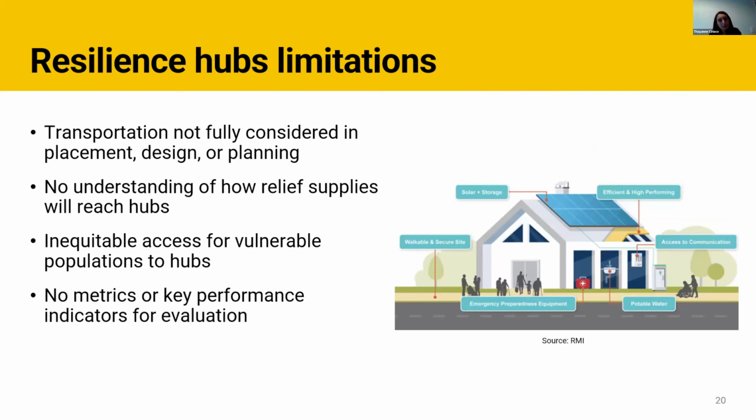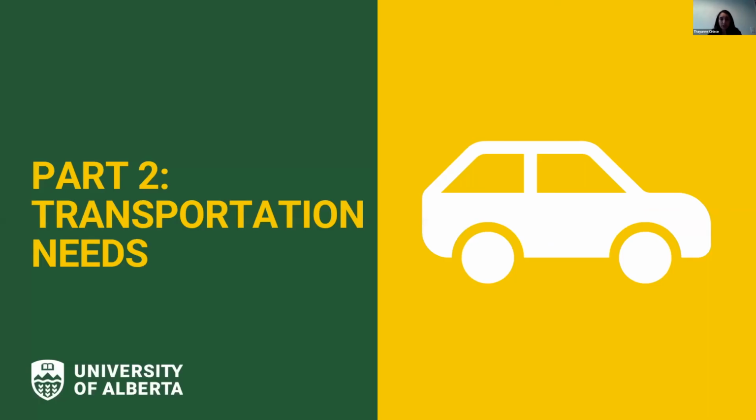Most of the limitations are related to transportation. For example, transportation has not been fully considered in the placement of a hub or during its design or planning phase. There is no evidence on how relief supplies will reach hubs during an emergency. And mobility equity has not been part of resilience hubs. Another important limitation is that there is no metric or key performance indicators for evaluation. Now let's go further into the transportation needs.